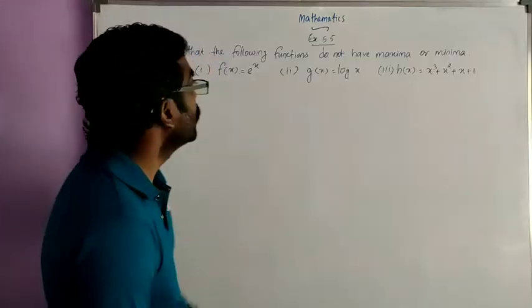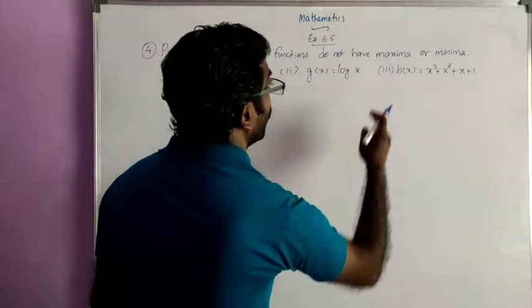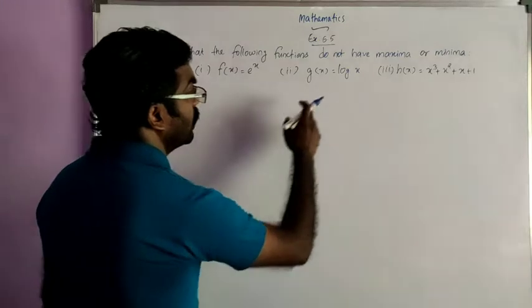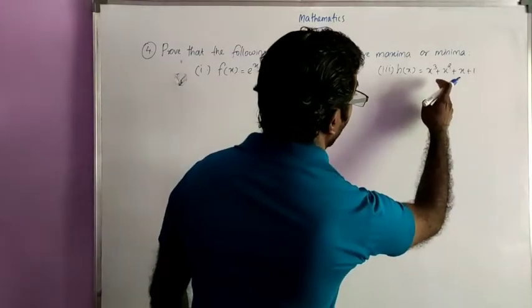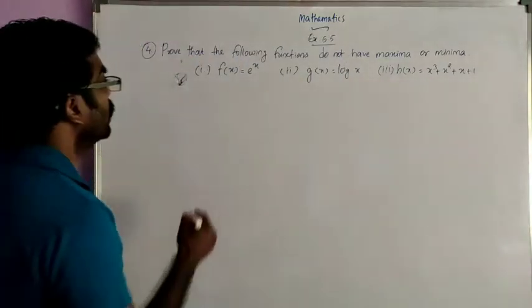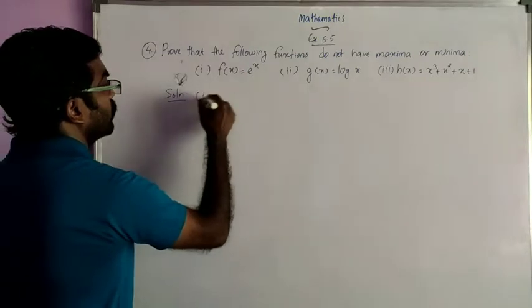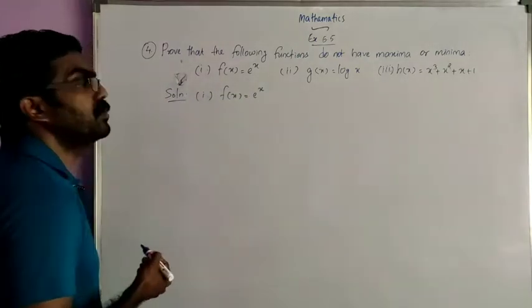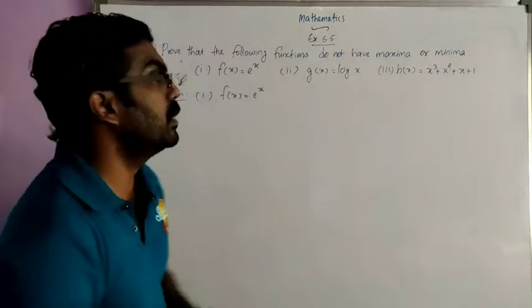Here the question is, prove that the following functions do not have maxima or minima. The functions are f of x equal to e raised to x, g of x equal to log x, and h of x equal to x cube plus x square plus x plus 1. Okay, so take the first one. F of x is equal to e raised to x. We have to prove the function do not have maxima or minima.